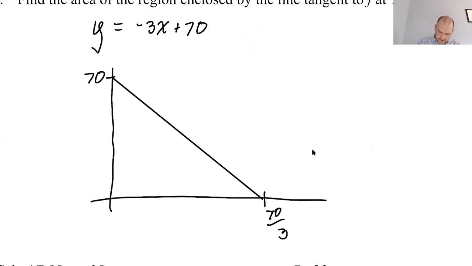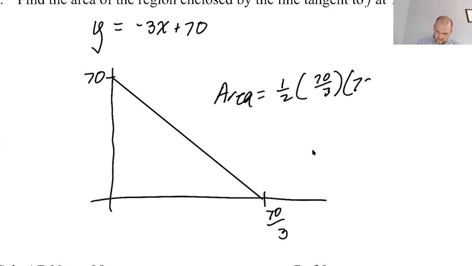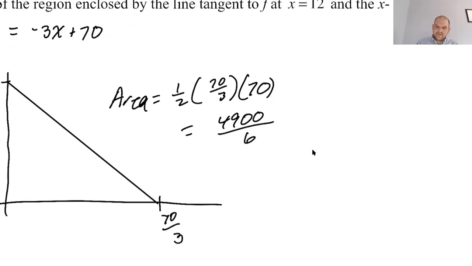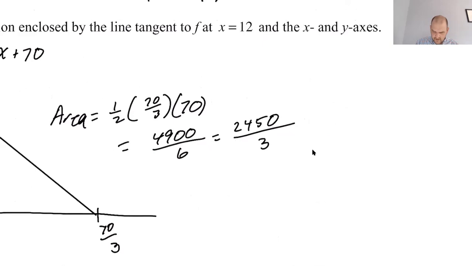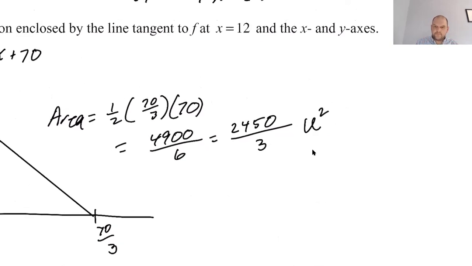So it's a triangle. So the area is going to be 1/2 the base, which is 70 over 3, and the height, which is 70. So that's going to be 49, 2 zeros, over 6. Do we want to simplify that? I don't, but 2450 over 3, and then 2, 4, and 5 is not divisible. So let's say 2450 over 3. That's the area. So let's say units squared.